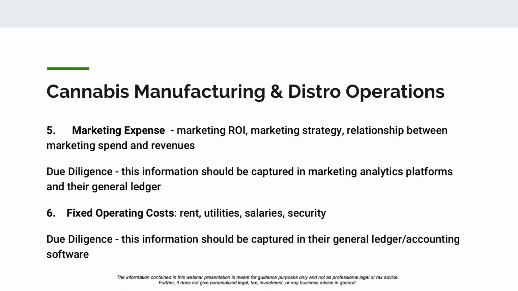And then after marketing expenses, all that we have is more the fixed costs. The usual stuff, right? The rent, the utilities, salaries, security. And with those types of items, there are two important aspects to it. One is completeness. Is the company you're acquiring capturing all the costs in their projections?